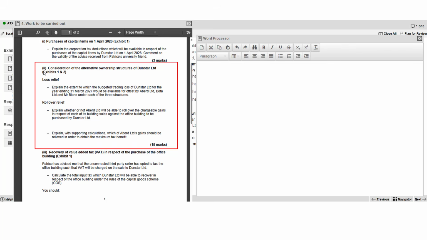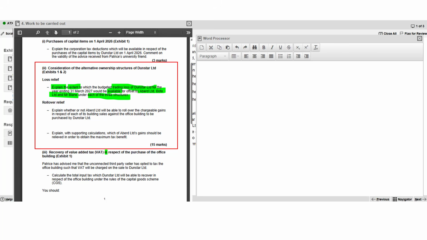The second part is the largest part of the whole question. So this covers loss relief and rollover relief for 15 marks in total. Now the problem here is that it doesn't say how many marks there are for each bit of this. You will need to think about that. And just as a rough guide, you maybe say, well, half the marks for the loss relief, half the marks for the rollover relief. As long as you don't spend more than 15 marks worth of time in total.